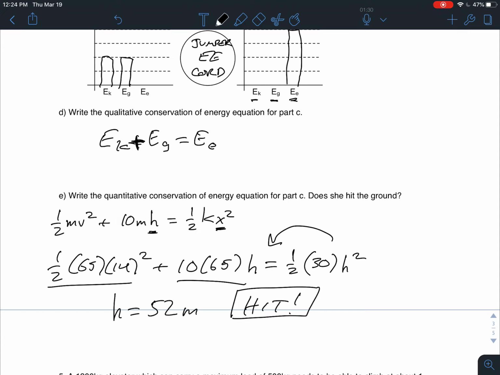So make sure you can do that in your calculator, graph that, and there you go. There's number 4.